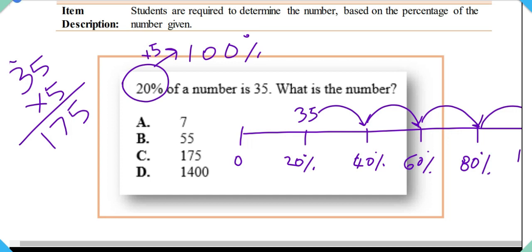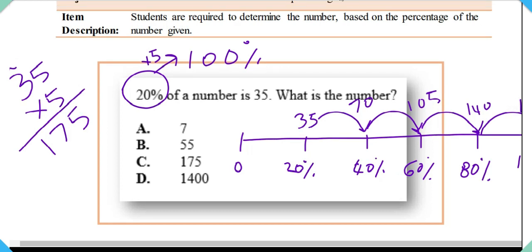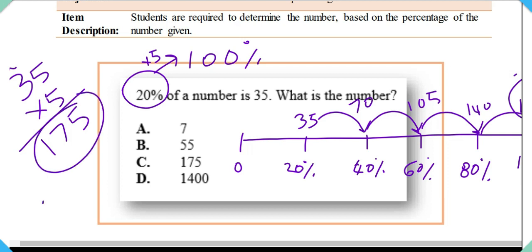mystery number. So right here we would have 70, then we'd have 105, then we'd have 140, and then we will have 175. So our mystery number is 175. Same thing that we got over here, only this way was way faster. Alright, you guys, that's it. Let's move on to the next item.